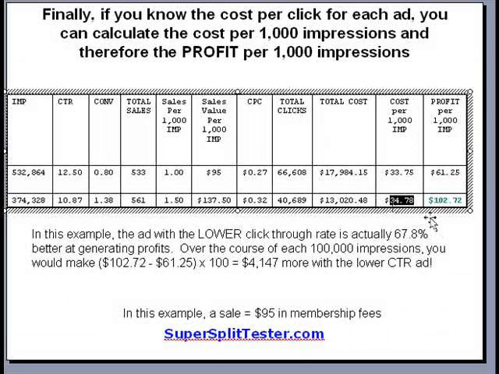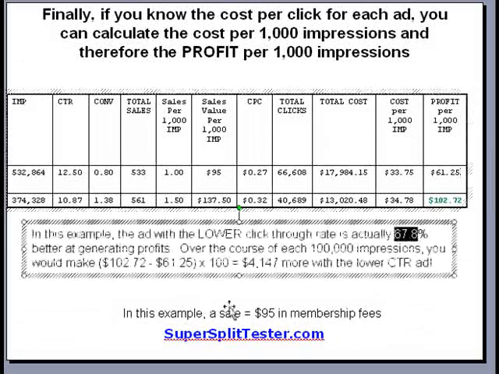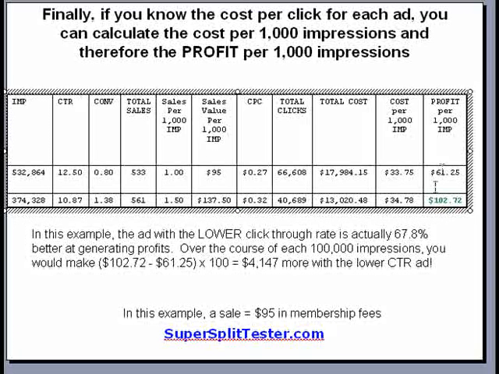And when you know the cost per 1,000 impressions and your revenue per 1,000 impressions, well, revenue minus cost is going to be your profit per 1,000 impressions. Now we can clearly see that ad B is going to make us $102.72 for every 1,000 times we show it, whereas ad A is going to make us $61.25 every 1,000 times we show it. If we look at the difference between those two, we'll see that the ad with the lower click-through rate is actually about 68% better at generating profits for us. 102 is about 68% greater than 61.